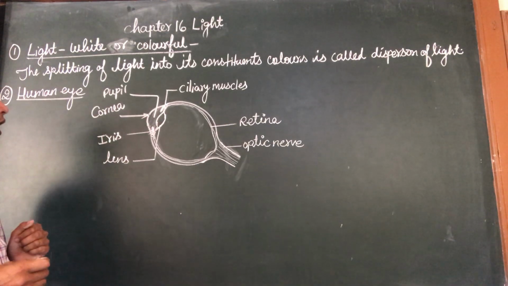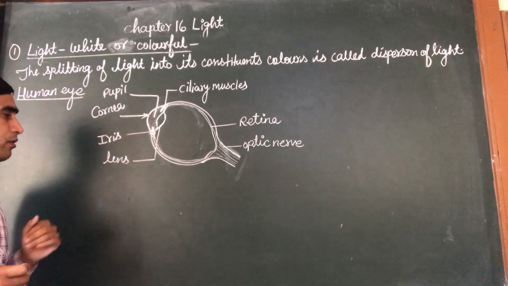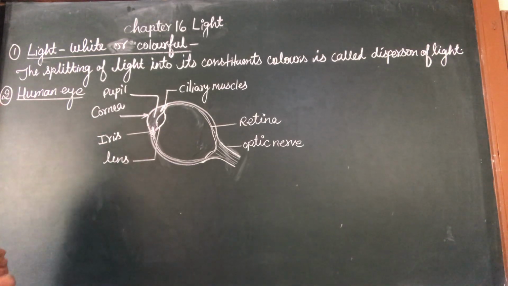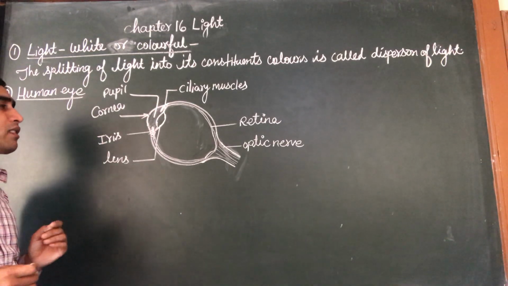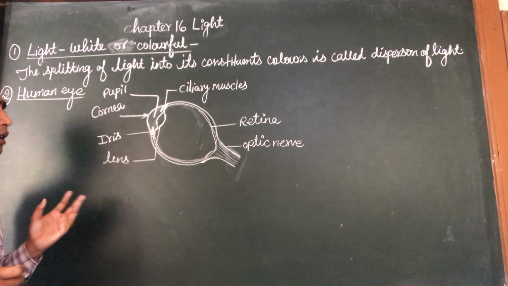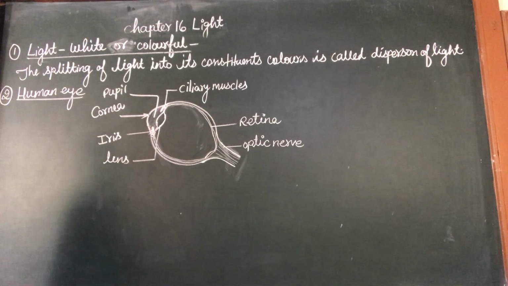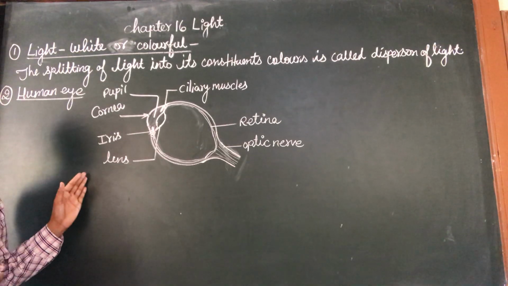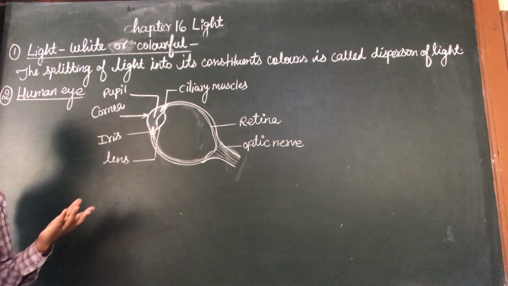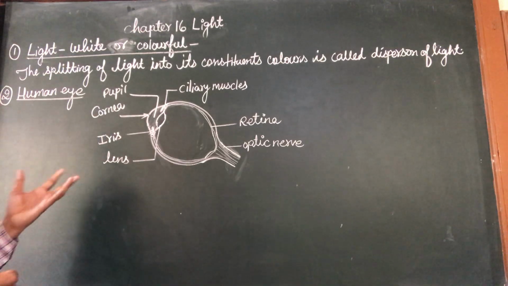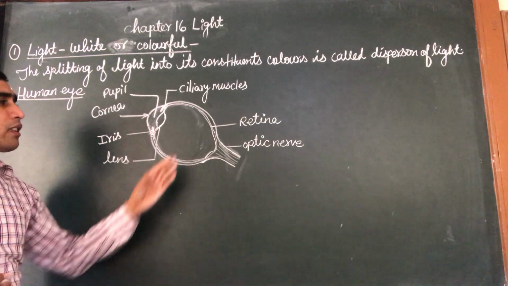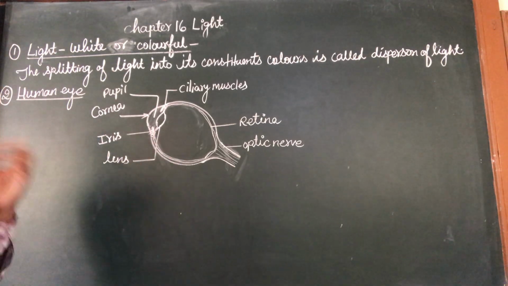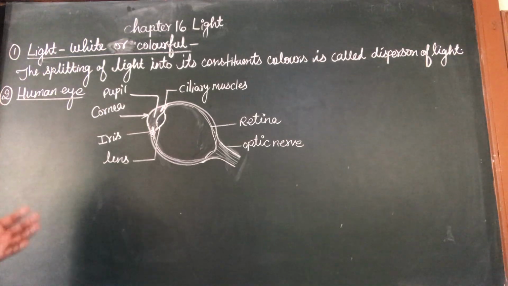Behind this iris, we see a thick lens made up of fibers, and this is a convex lens. On this lens, a real and inverted image of the object is formed. Behind this lens, vitreous humor is present. This is a liquid that helps in the refraction of light. And the last, innermost part of the eye is the retina.